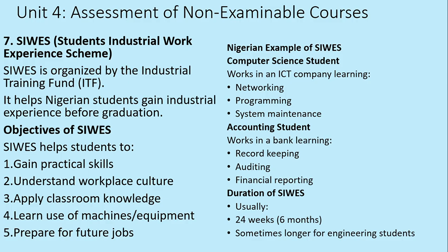And so let's look at the examples of this COS. For a computer science student, work in an ICT company learning. You want to do your COS, you go to a company, an ICT company, to learn. Maybe you went there to learn what? You choose networking department, you can choose programming department, you can choose system maintenance department, anyone. Maybe an accounting student, he works in a bank learning. You're there to do record keeping, you're there to do auditing, you're there to do a financial report.